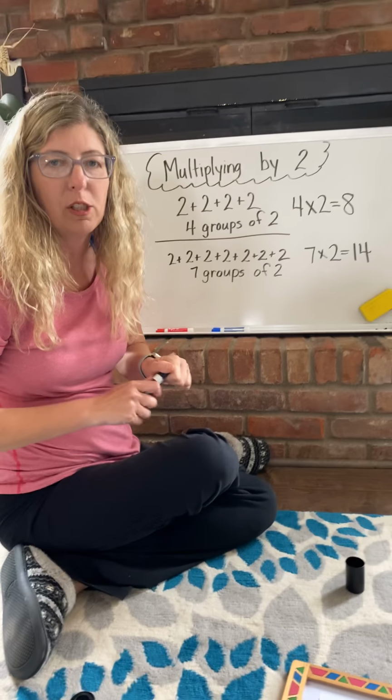Very good. And mathematicians also know that you can switch these factors around and do 5 times 2 or 2 times 5 and still get the same answer. That's called the commutative property of multiplication. All right, 2nd grade. That's our lesson on the times 2 facts.